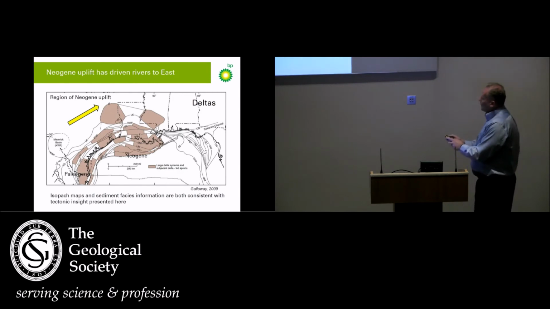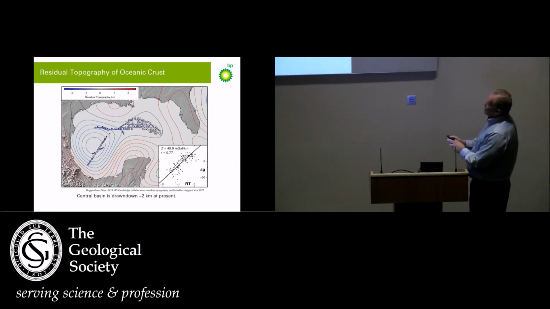The other observation by Galloway is that the early river systems in the Gulf of Mexico sit in the west. And then later on, as you progress into the Neogene, everything shifts to the east, which suggests massive amounts of uplift pushing the rivers towards the east. Now, Mark Hoggard and Nicky White and the Cambridge group did this work, and they identified an area of negative residual topography in the western Gulf of Mexico. There's a very, very large area of negative residual topography.